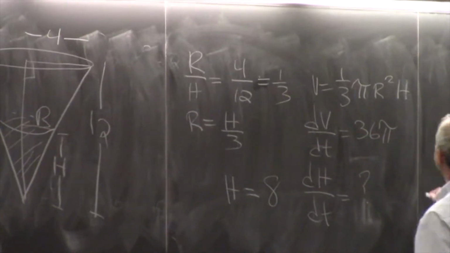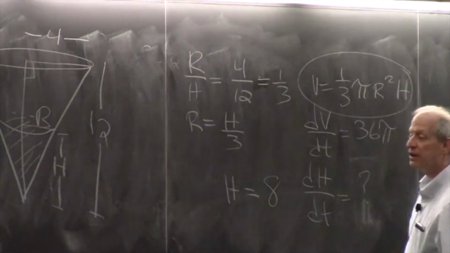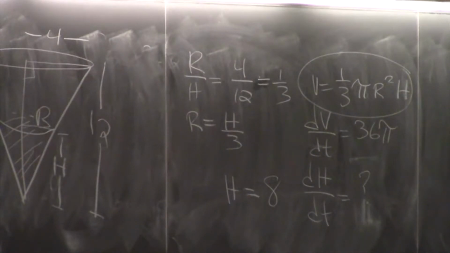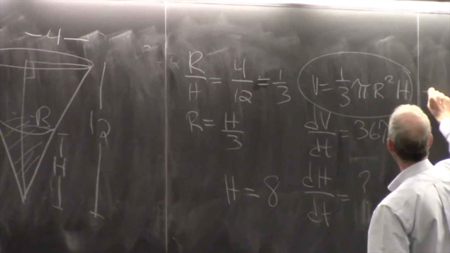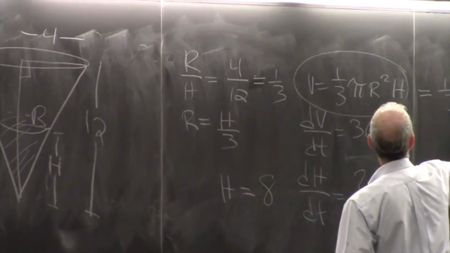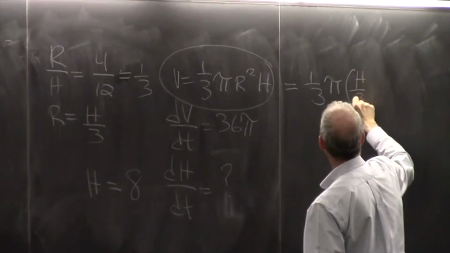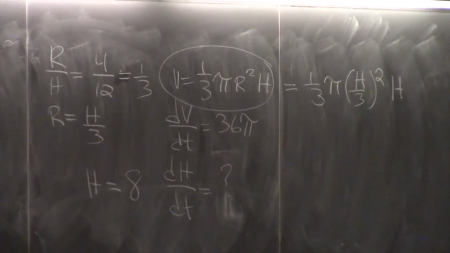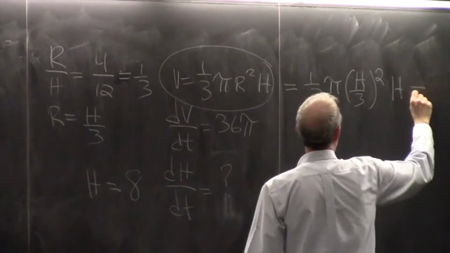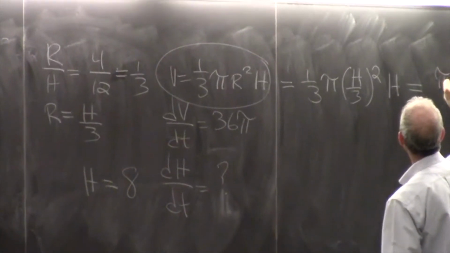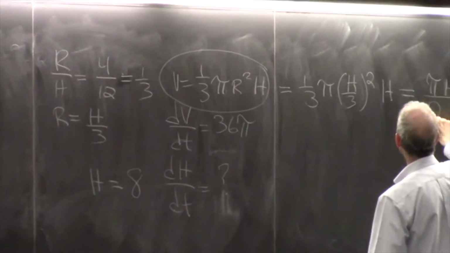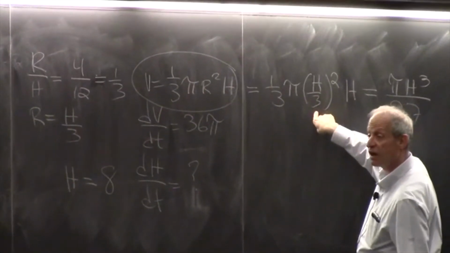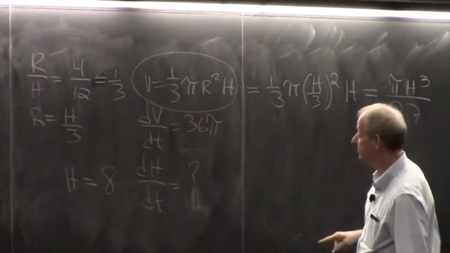So we could take the derivative of this with respect to t and start plugging things in. The problem is we don't have a dr/dt. So we want to get rid of r. Well, we know that r is h over 3. So we could take this equation and rewrite it as 1/3 pi (h over 3) squared times h, which simplifies to pi h cubed over 27. 3 squared is 9. 9 times 3 is 27.